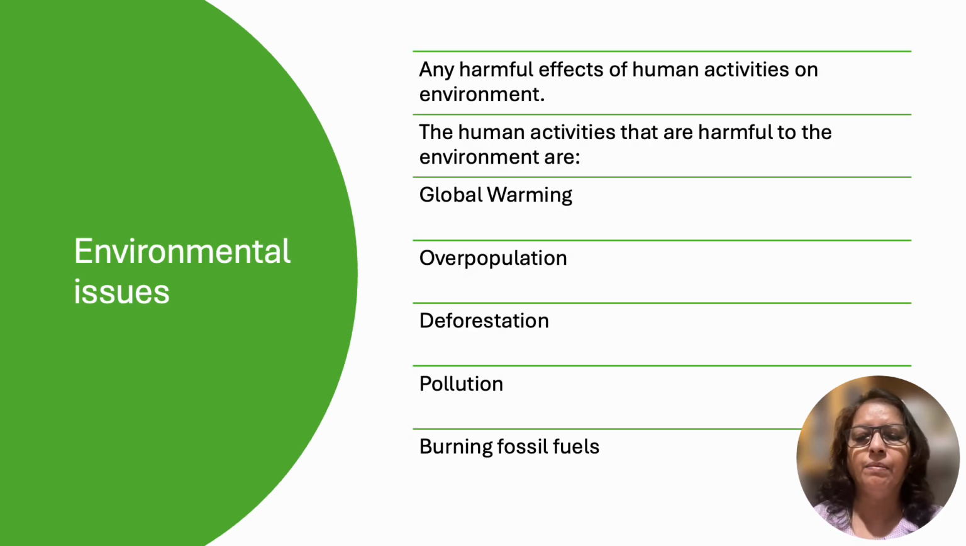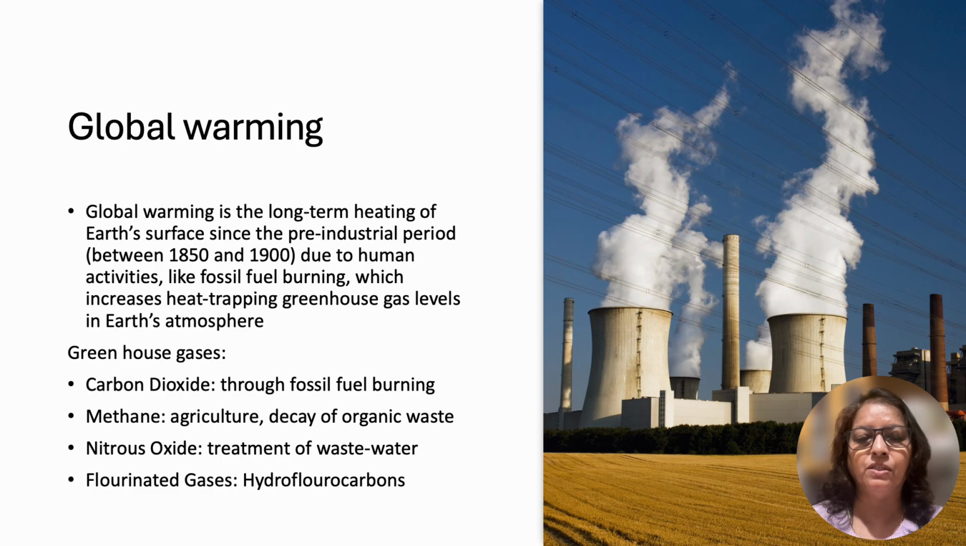Now, what are environmental issues? Any harmful effects of human activities on the environment are environmental issues that we need to be concerned about. Now, which are these human activities that are harmful to the environment? They are global warming, overpopulation, deforestation, pollution, and burning of fossil fuels. Each one of these we will cover in one slide each.